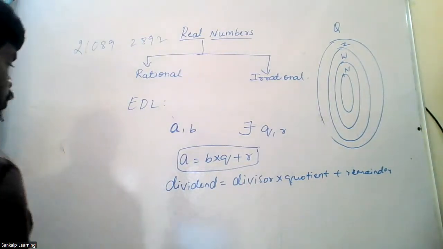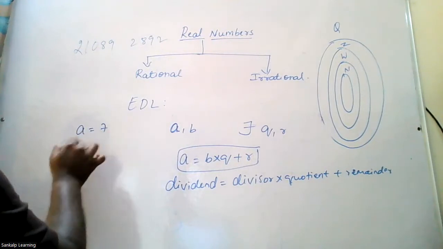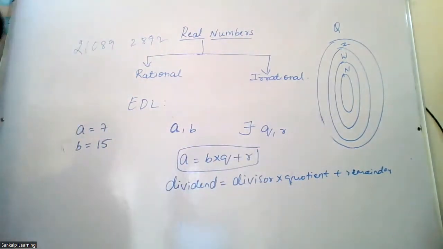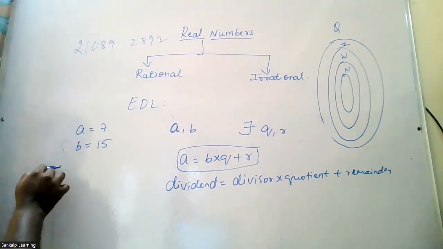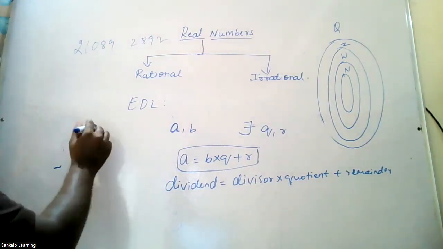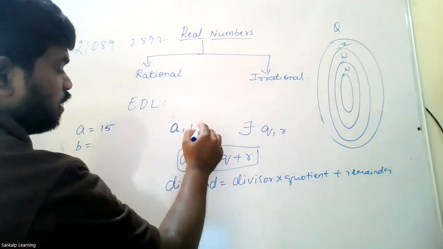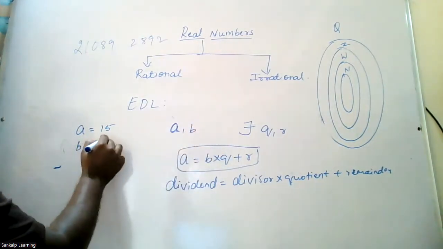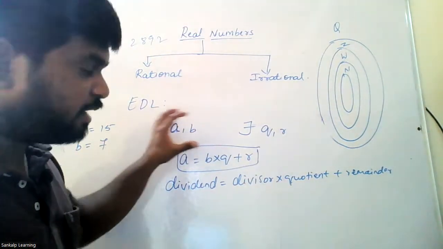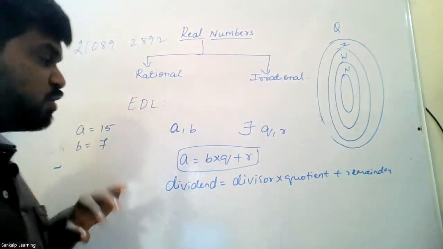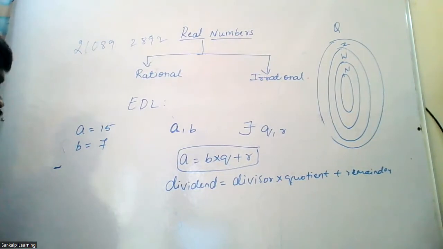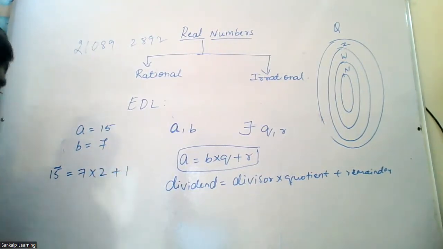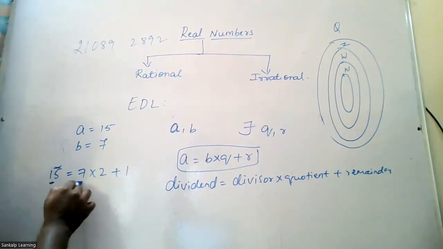Let me take two values, a and b. Let me take it the other way: b is less than a. It can also be equal, but let's take it like that. a is 15, b is 7. I should have told you there itself, you're selecting two values a and b, a should be greater than b. Now I can get this relation. I can write 15 as 7 into 2 plus 1, isn't it? Observe, this is your a value, this is your b value.